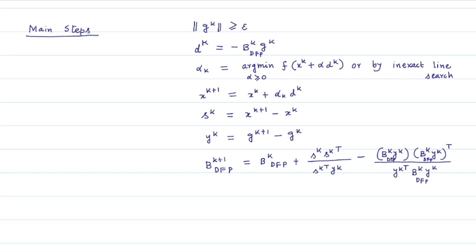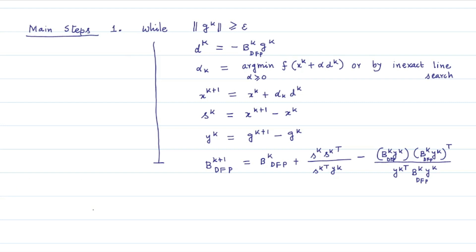Now after computing this B_{k+1}, again go back and check whether the norm of g_k is less than epsilon or not. If not, then go again computing all these steps unless and until you find a point x_k at which the norm of the gradient is less than epsilon. So keep computing, and end when you find a point x_k at which the gradient has norm less than epsilon.